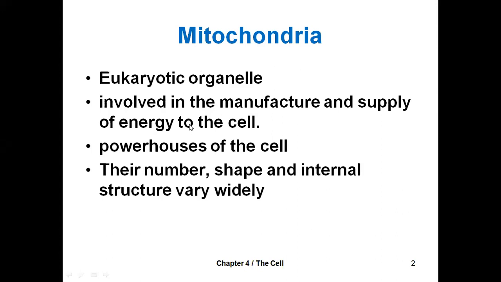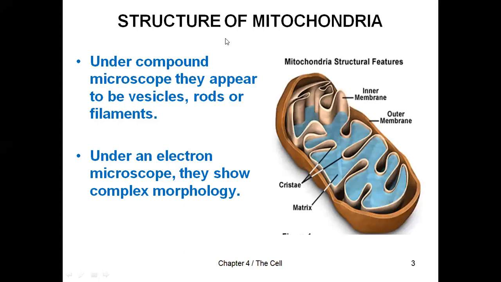The number, shape and internal structure of mitochondria varies very widely. I will ask you a question about this. It varies according to the structure. Generally, when we observe mitochondria under the electron microscope, they are seen as rod-shaped structures.